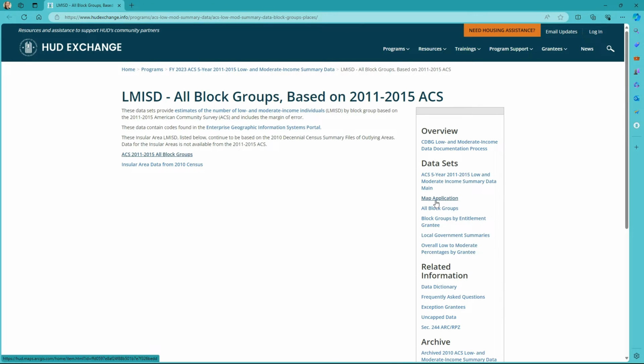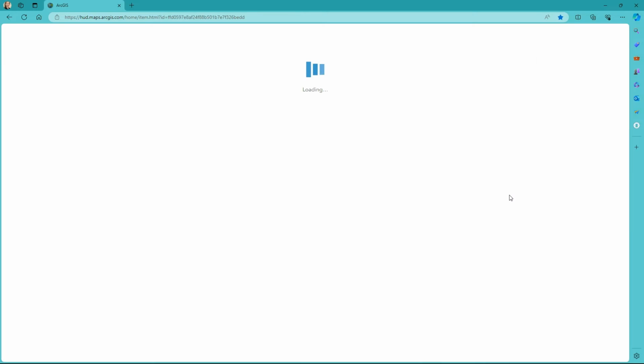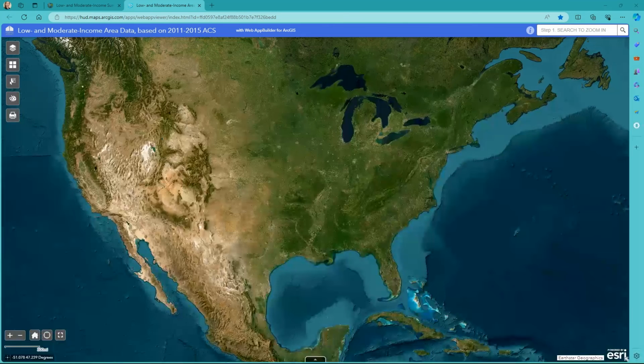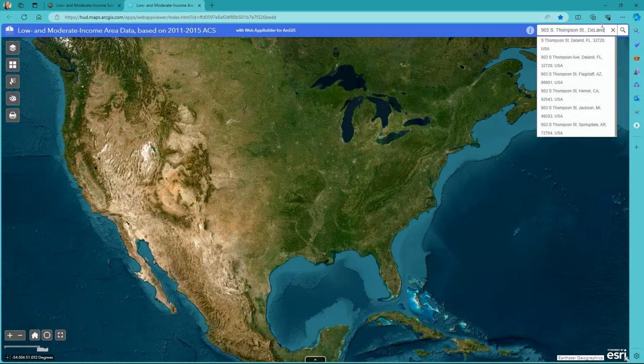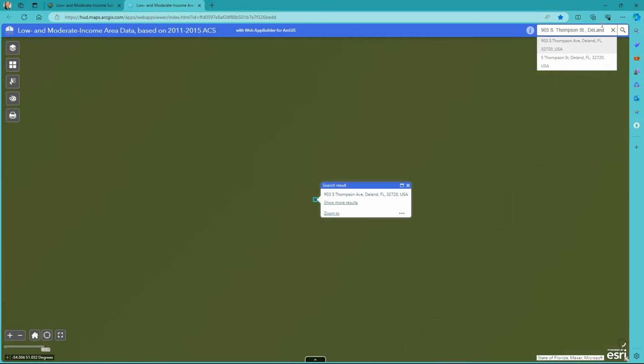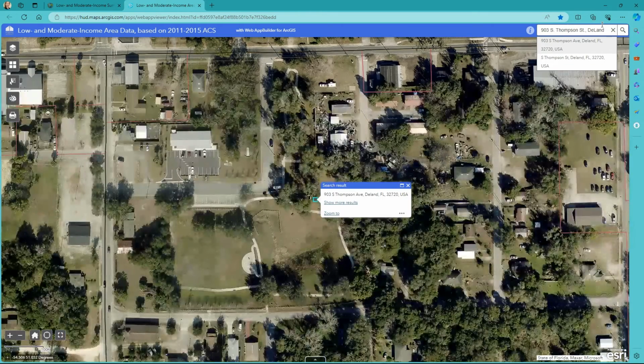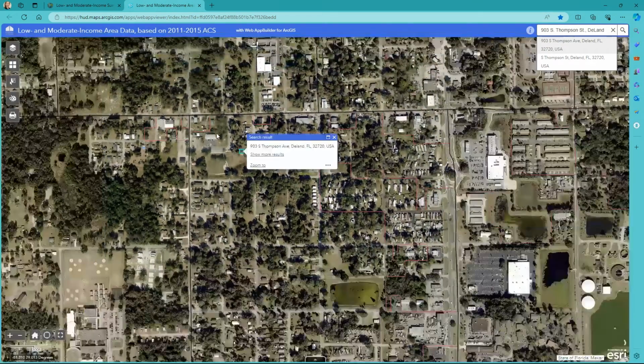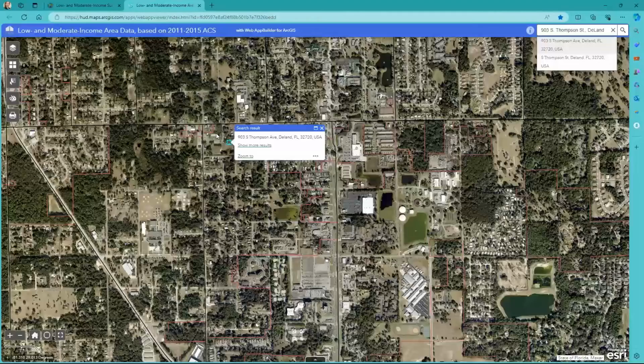Map application will take you to the ArcGIS page. From that point, you can select view. We can search for any address in the map. For example, there is a park located at this address. There are several base maps that can be used. I'm going to zoom out and use a light base map so that we can see and discuss the block group boundaries.